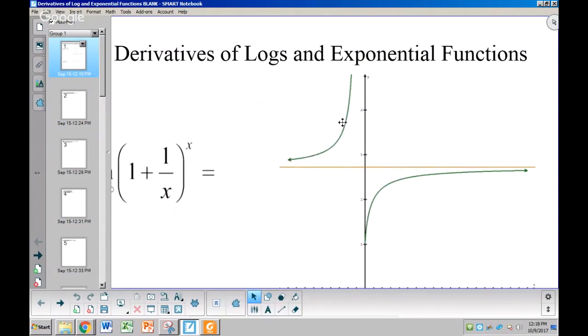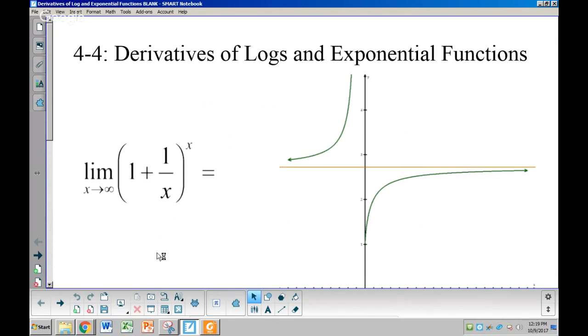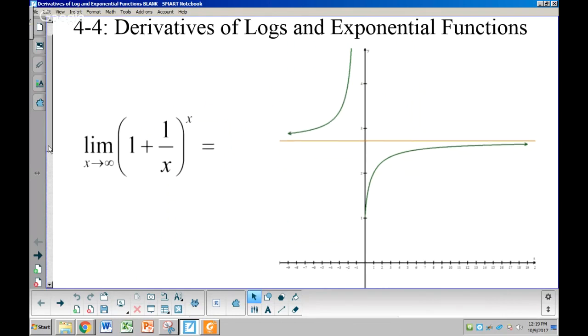All right, so today we're going to talk about the derivatives of the last set of family of functions that we know, which are logs and exponential functions. All right, so I need you to take out your calculator, if you will, your 89, your wonderful 89. And we're going to find some limits.